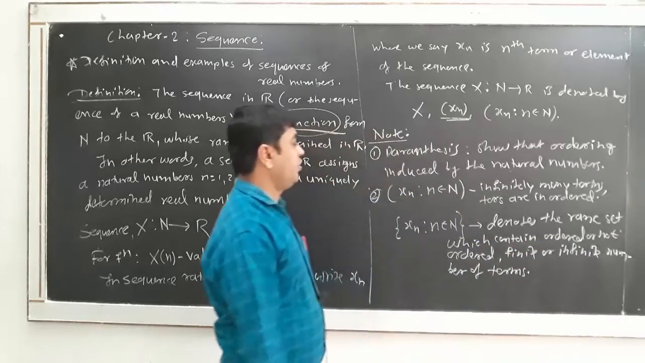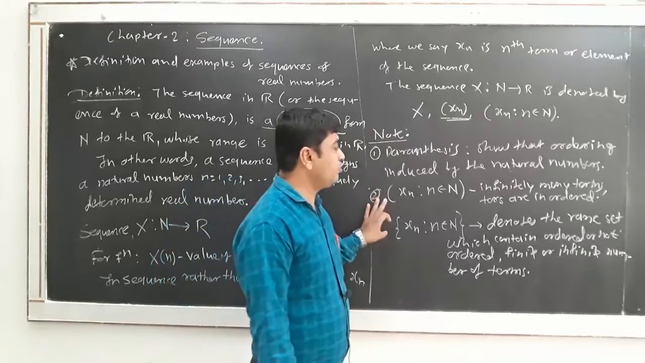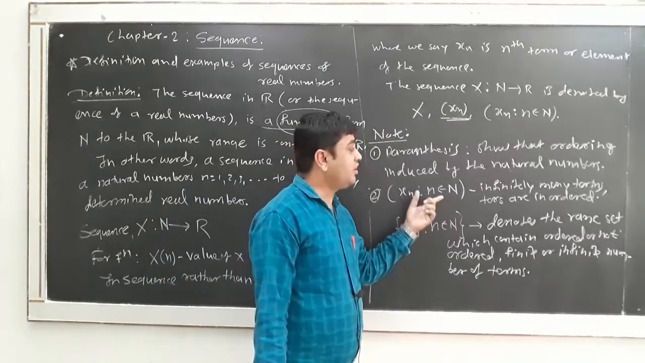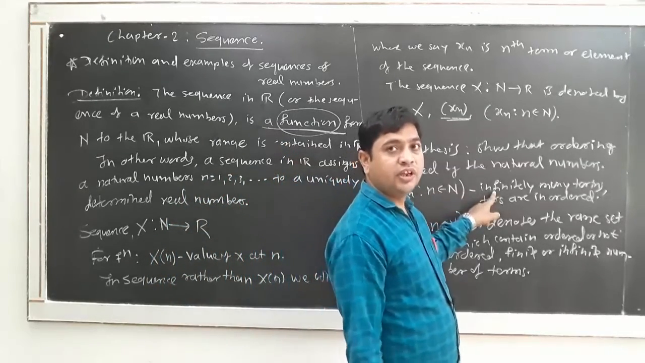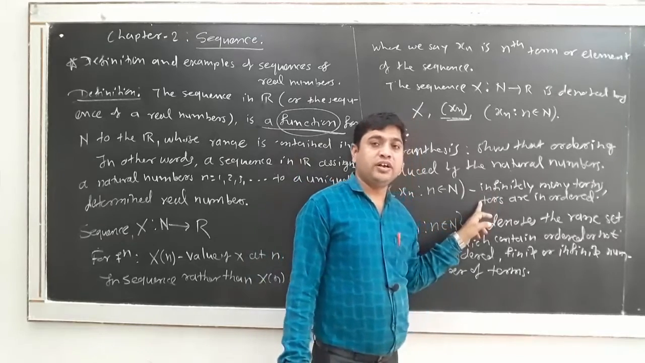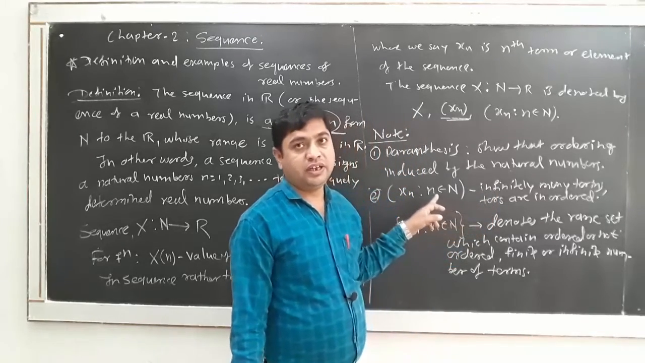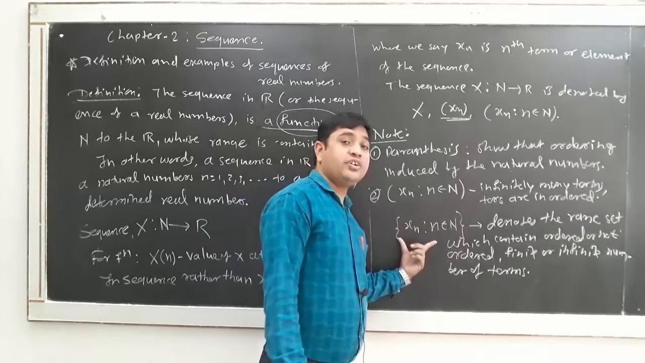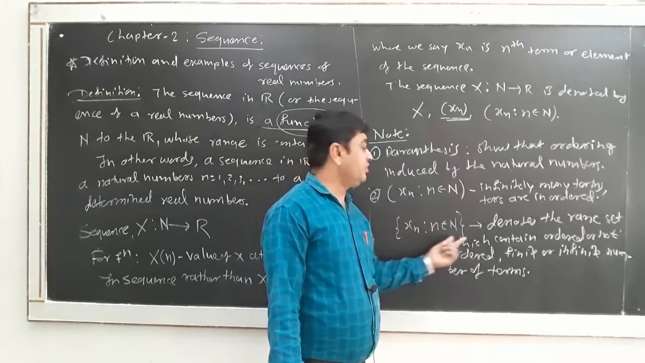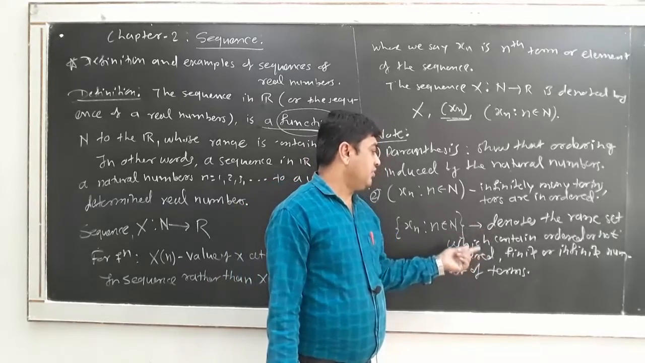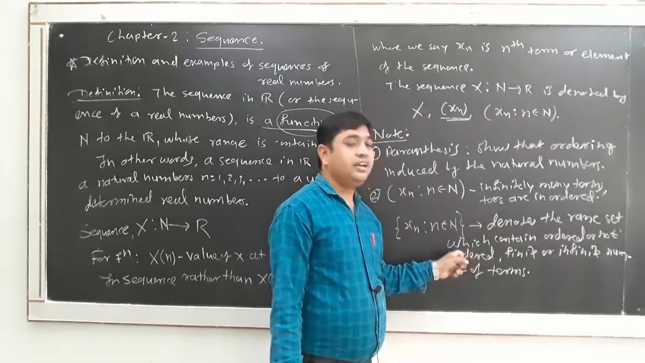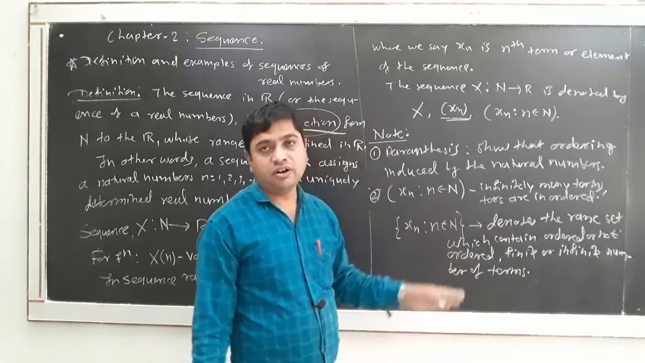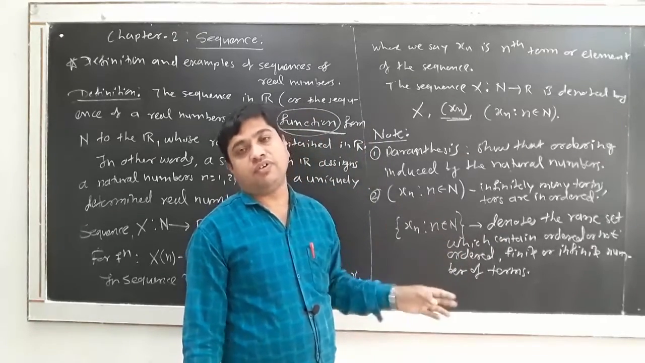What it means, the difference between these two: this is the sequence, it contains infinitely many terms. These terms are ordered by a natural number, like first term, second term, third term. But this is just a range set. This denotes the range set, and it contains ordered or non-ordered, finite or infinite terms.